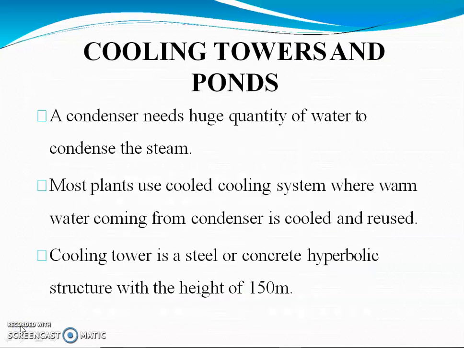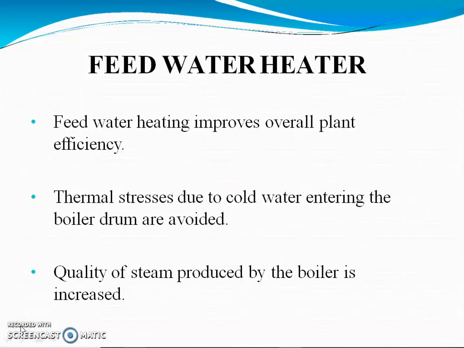The next important component is cooling towers and ponds. A condenser needs a huge quantity of water to condense the steam. Most plants use a closed cooling system where warm water coming from the condenser is cooled and reused. A cooling tower is a steel or concrete hyperbolic structure with a height of 150 meters. And the next one is the feed water heater. Feed water heating improves overall plant efficiency. Thermal stresses due to cold water entering the boiler drum are avoided. Quality of steam produced by the boiler is increased.